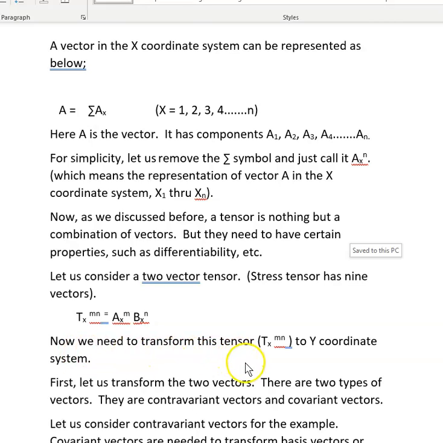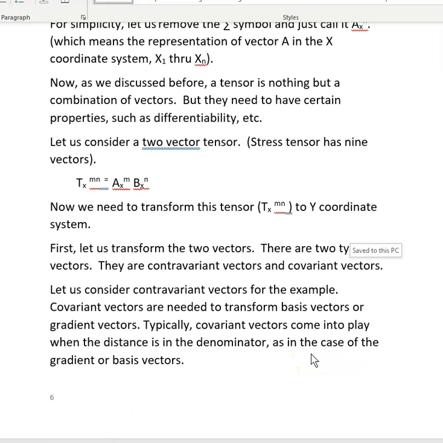Now we need to transform this. Okay, before we go to the next step, axm means x coordinate system up to m dimensions. Bxn means x coordinate system up to n dimensions. Now we need to transform the tensor txmn to the y coordinate system. First let us transform the 2 vectors. There are 2 types of vectors. They are contravariant vectors and covariant vectors.